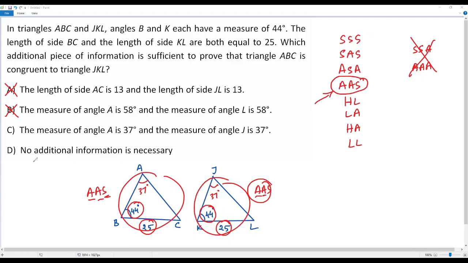So the information in answer choice C is sufficient to prove that triangle ABC is congruent to triangle JKL. So the correct answer choice for this one is C. Answer choice D is incorrect because it says no additional information is necessary. Actually, we need additional information to prove the two triangles are congruent, and we got that additional information in answer choice C. Therefore, the correct answer choice for this question is C.